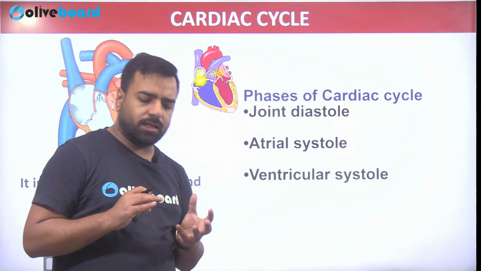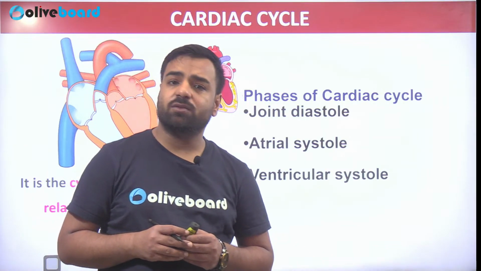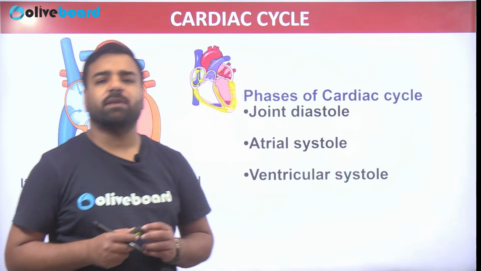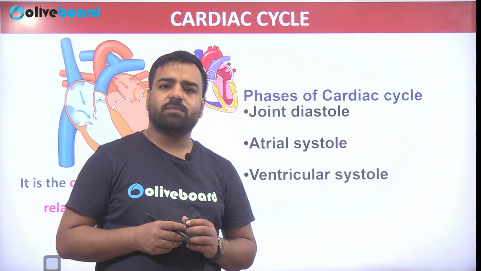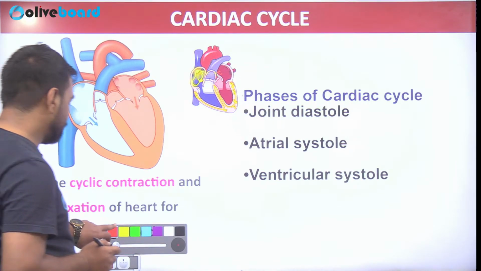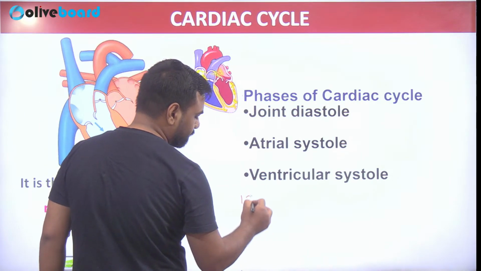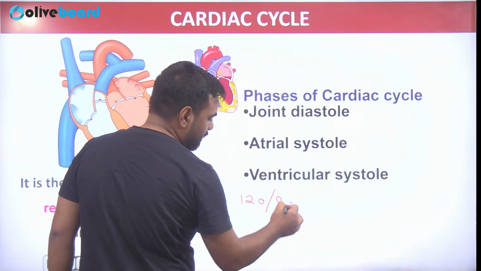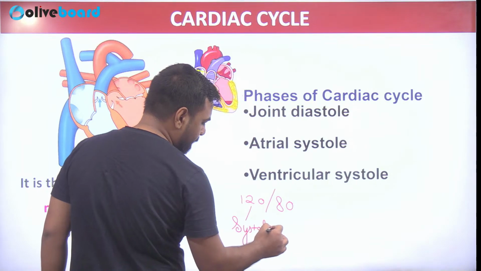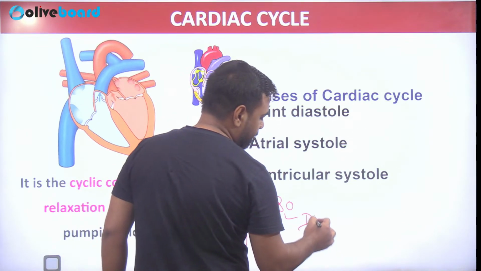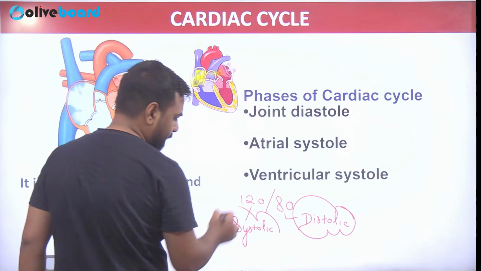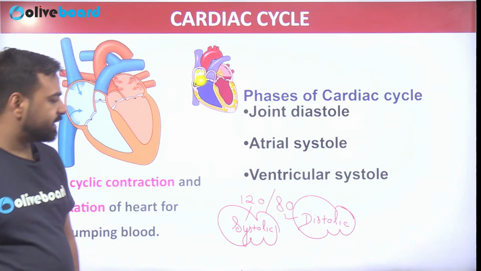Now guys, if I need to check the blood pressure, what device will I use? I'll use a sphygmomanometer, right? A sphygmomanometer is used to measure the blood pressure. What is the normal value of blood pressure? You must remember the value of normal blood pressure is 120/80, where 120 is systolic and 80 is diastolic. So this is the systolic and diastolic reading.